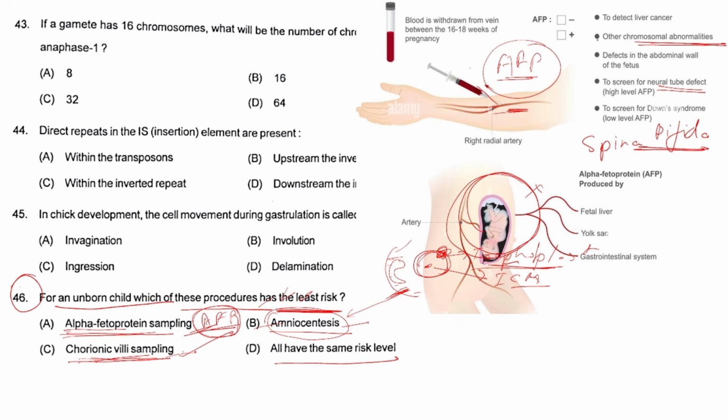So there are numerous tests available to detect any problems with the unborn child. The most appropriate is the AFP test because this is least invasive. In amniocentesis, we are drawing amniotic fluid. In chorionic villi sampling, we are drawing a sample of chorion. But in AFP, we are not at all touching the fetus. We are just doing a blood test. So the right answer for this will be AFP.